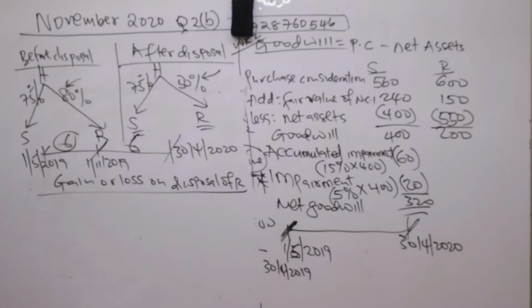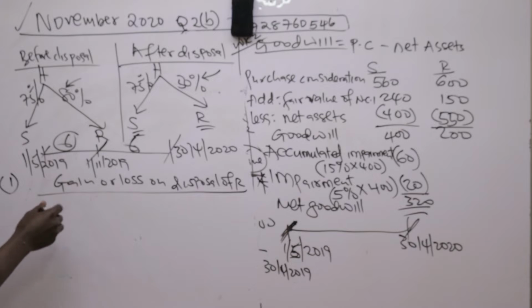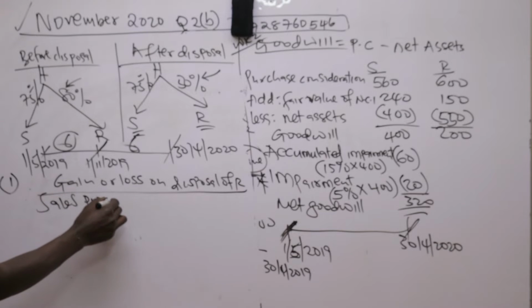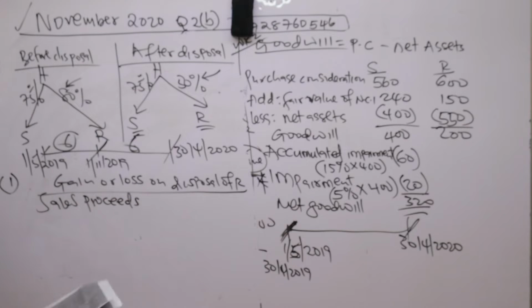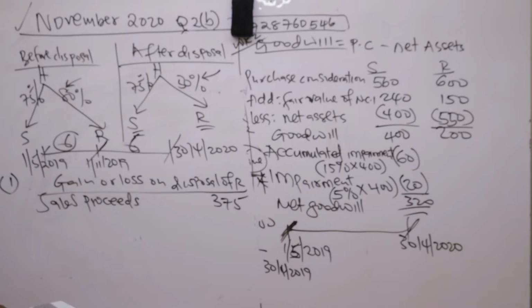So what do we do to determine the gain? This is the first requirement, as required. It's a question of November 2020, question 2B. So the gain or loss on disposal of R to be presented in the statement of profit or loss. We start from proceeds, sales proceeds. When R was disposed, based on note 3 of the question, the consideration was 375. When they disposed that, they got that one.